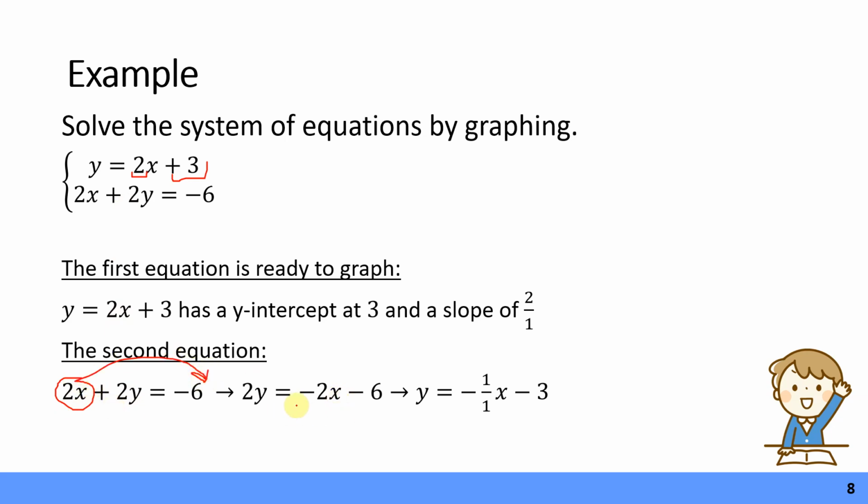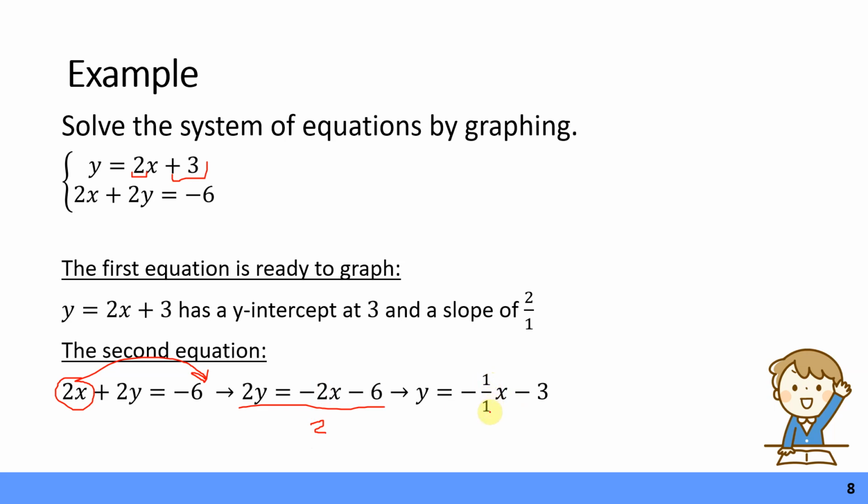So I'm going to have negative 6 and the 2x becomes a negative 2x. And then I'm going to divide everything by 2, just so that I can have the y by itself. So I'm going to be left with y. The negative 2 over 2 simplifies to negative 1 over 1.